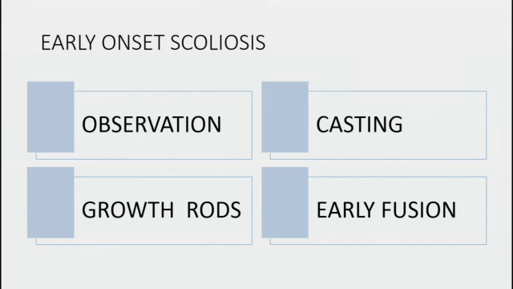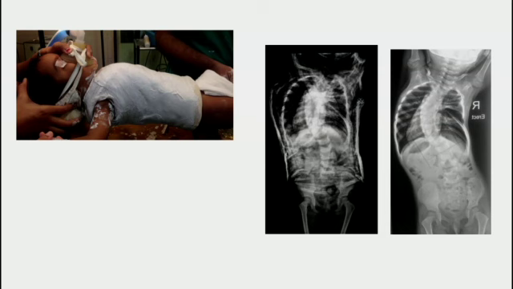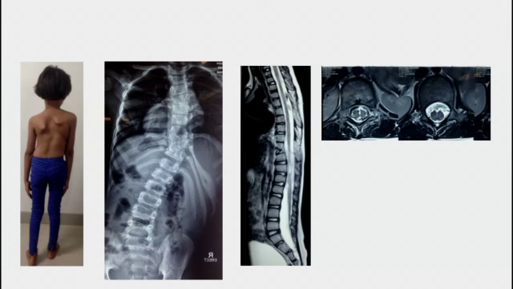So in early onset scoliosis, you just need to look at the various options, which are observation, the role of casting, which is, I think, underutilized, growth rods, and early fusion. This is a child who is just 2 years old, and obviously you can't operate on this child. The MRI is normal. So this child has been treated with just a cast, and will continue to be treated with a cast for a couple of years, after which we'll try to brace and then think of surgery at a later point in time. I'm going to end with this picture.